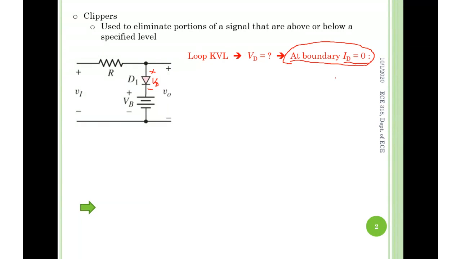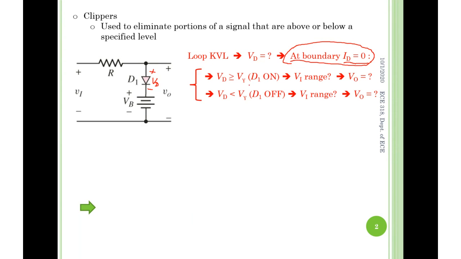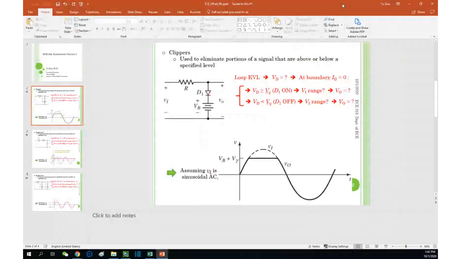Based on this boundary condition, we derive two states, one is on and the other is off. Based on whether VD is greater than or equal to V gamma, or less than V gamma, the diode is on or off. From this, we find out three things: the range, the circuit, and V naught. Okay, let's do it.